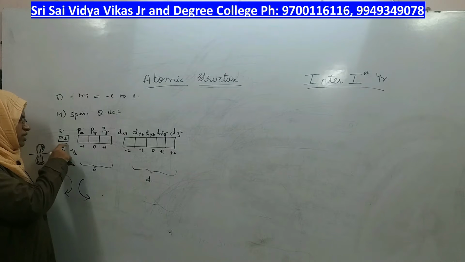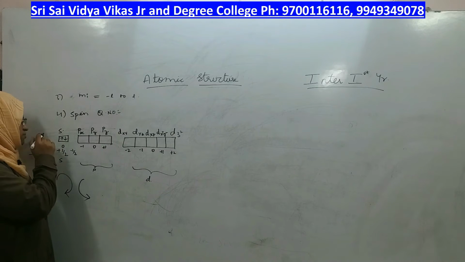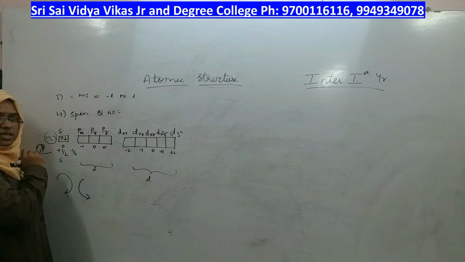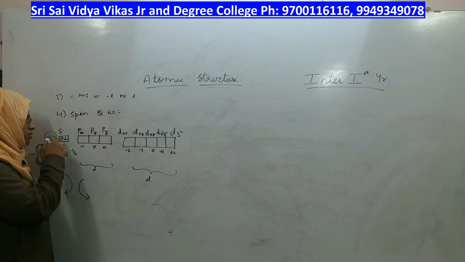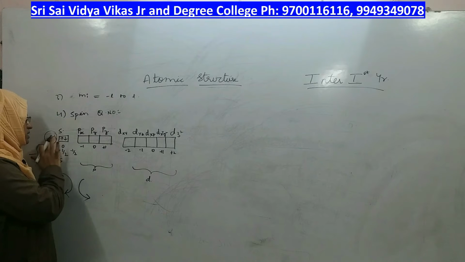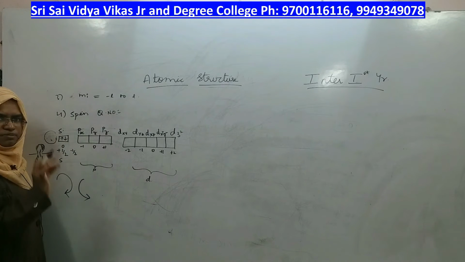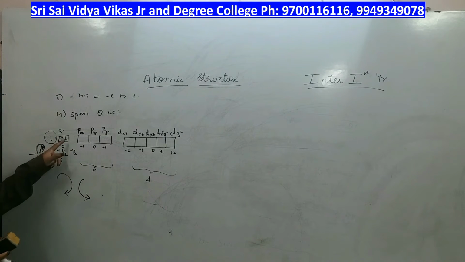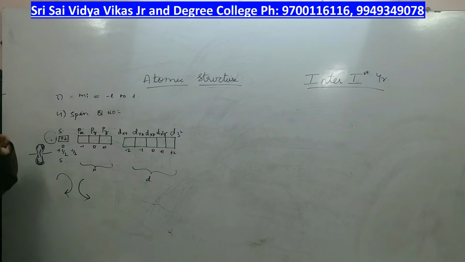So, inside the orbital, if upward spin is plus half and downward spin is minus half, what is the total spin quantum number of this orbital? 0. The total spin quantum number of this orbital is 0. The spin quantum number of only this one is plus half, and only this one is minus half. If they ask you the spin quantum number of the first electron, you should say plus half. If they ask you the spin quantum number of the second electron, you should say minus half.